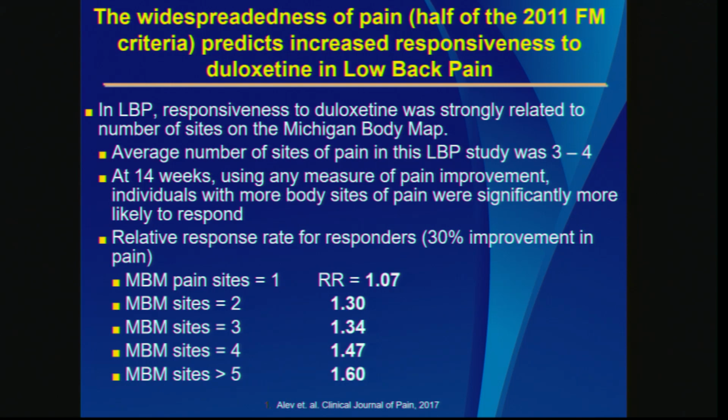This is a study that showed that the drug duloxetine worked a lot better in low back pain patients that had widespread pain. They really used the Michigan body map, the MBM that Chad developed, in some of their recent studies of low back pain, and they showed that duloxetine worked a lot better in low back pain patients that had 5 or more sites of pain, 60% better than duloxetine worked in people with low back pain with a single location of pain at just one spot in their back.